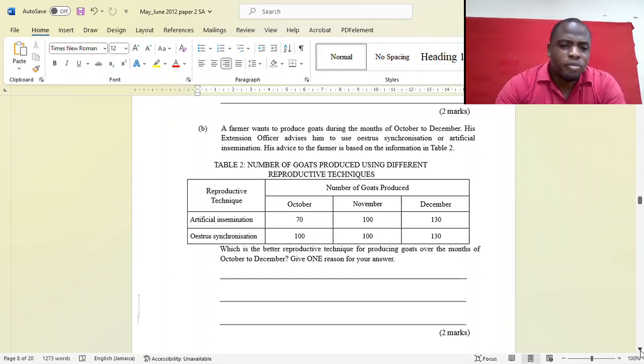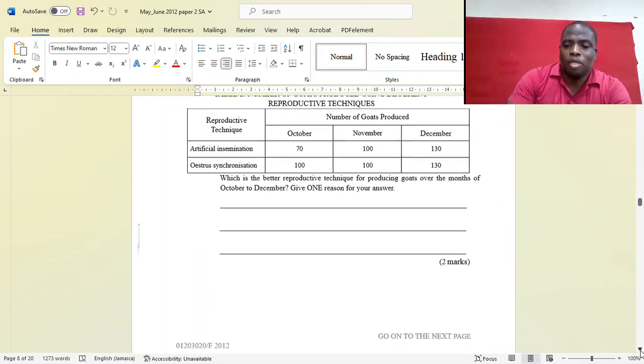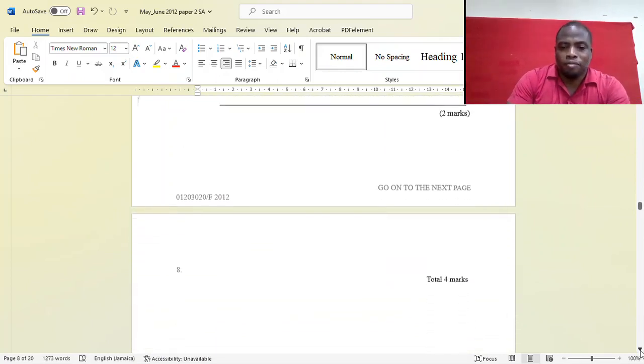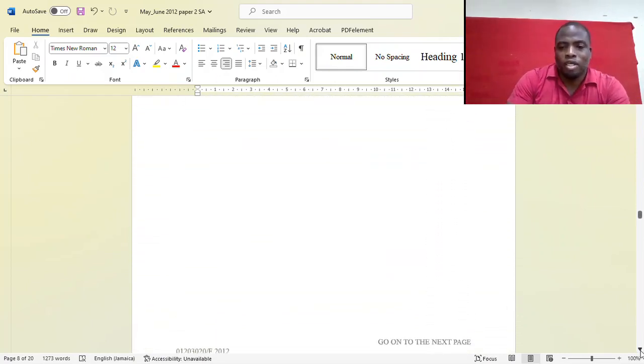Give one reason. Definitely, we're going with estrus synchronization, because what you find is that in November and December we got the same amount, but in the month of October, there were 30 more goats, and probably somebody can work out that percentage for me. What is the percentage difference between the artificial insemination and the estrus synchronization? So we know that the estrus would have been the one we'll be going with. And we're moving on.